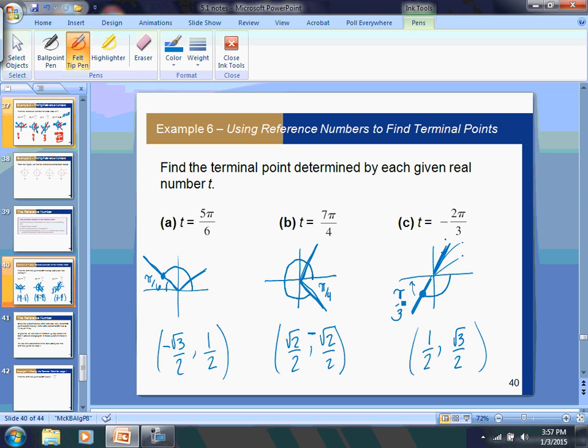But I'm in the third quadrant. Okay, for negative 2 pi over 3, that terminal point's in the third quadrant, so my ordered pair has to be negative, negative. So we're using all that information that we had about that first quadrant, and we're just translating it into whatever signage we need for the appropriate quadrant that we're actually in according to our t value.